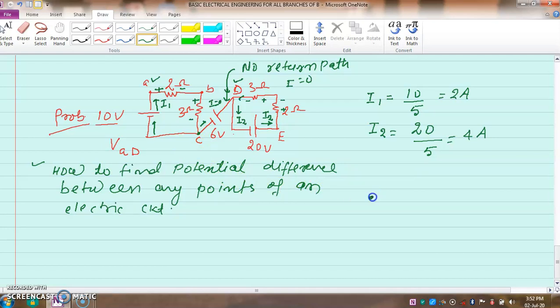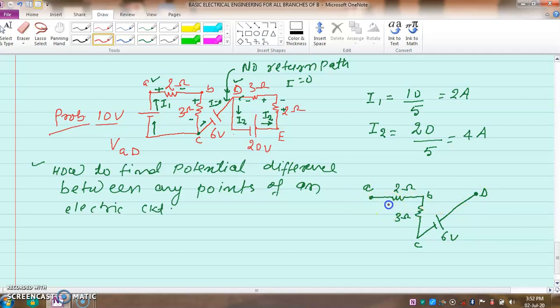Suppose you have to go from A to D. I am going to draw A, this resistance, then this voltage source, and this point D. Your point A is here and D point is here. It is 2 ohm, it is 3 ohm, this is 6 volt, this is B, this is C, and this is D. So we have to find the voltage between the points A and D.